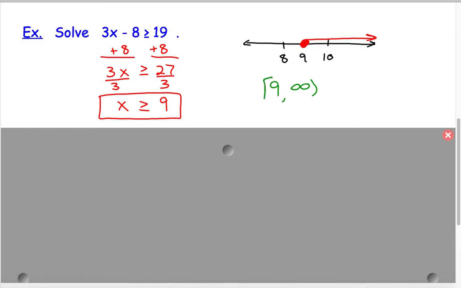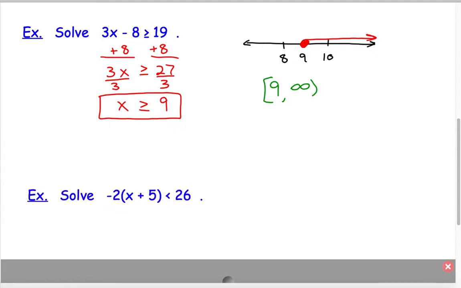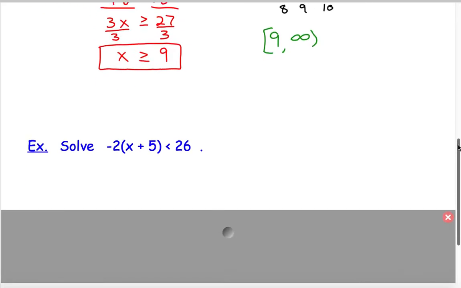If I were using interval notation, then I would write it as 9 to infinity, parenthesis around the infinity, bracket around the 9. It means we include the 9. So any one of those three representations would be acceptable. As I move forward, I'm just going to go ahead and use the inequality solution. All right, let's solve a little more complicated one.